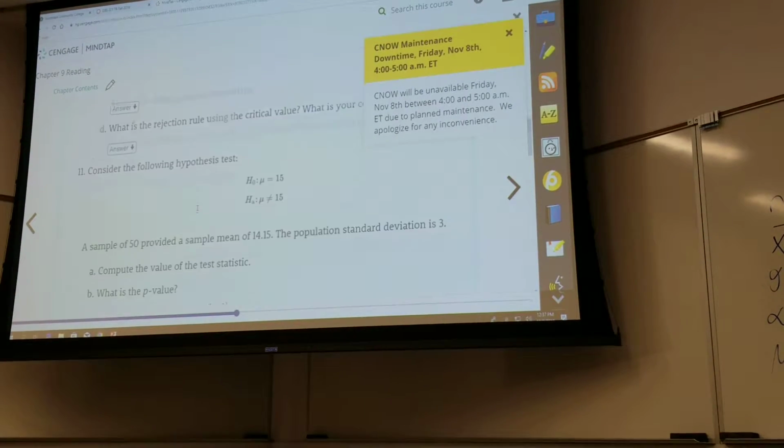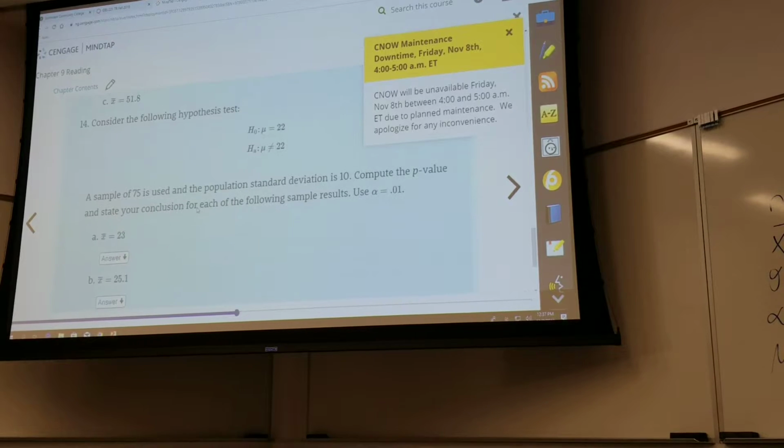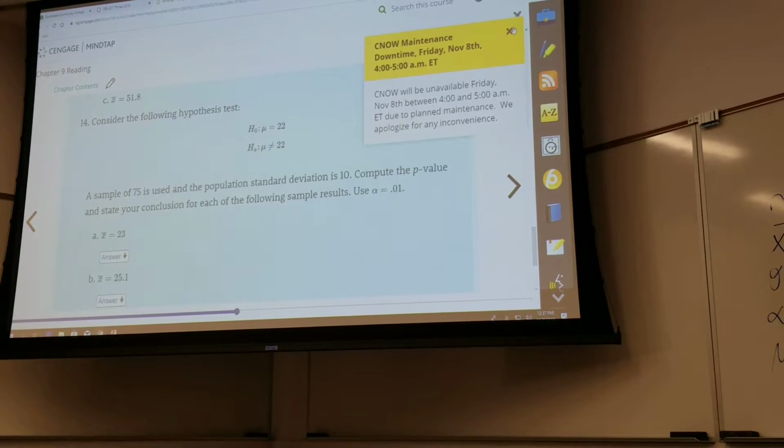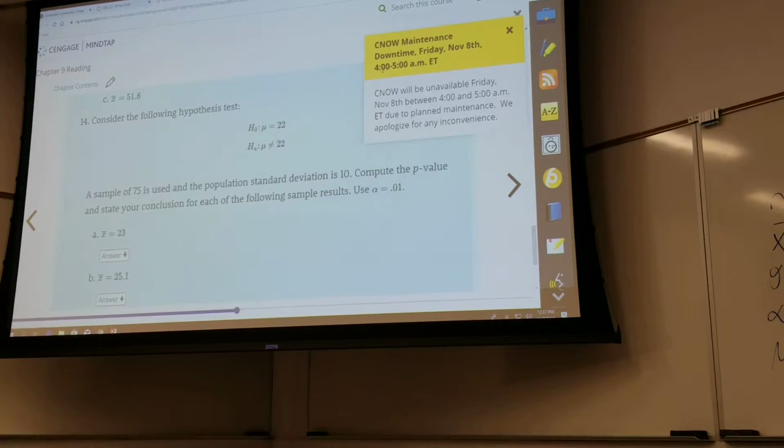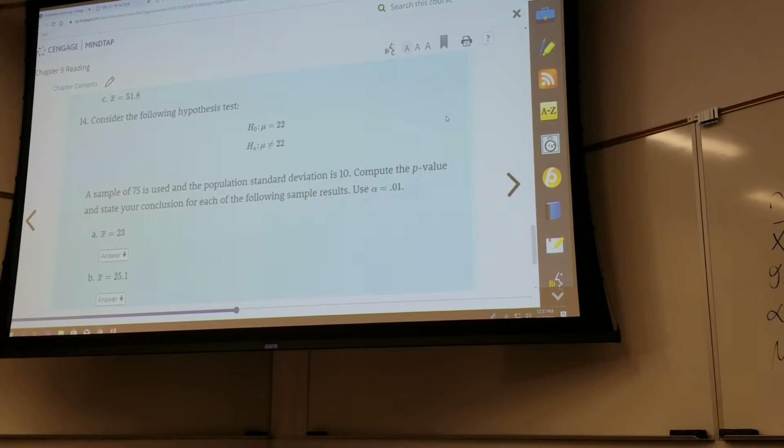14. Here we go. Here it is. Oops. Okay, guys, if you're doing your homework between 4 and 5 a.m. on Friday morning, definitely not. I will be fast asleep.